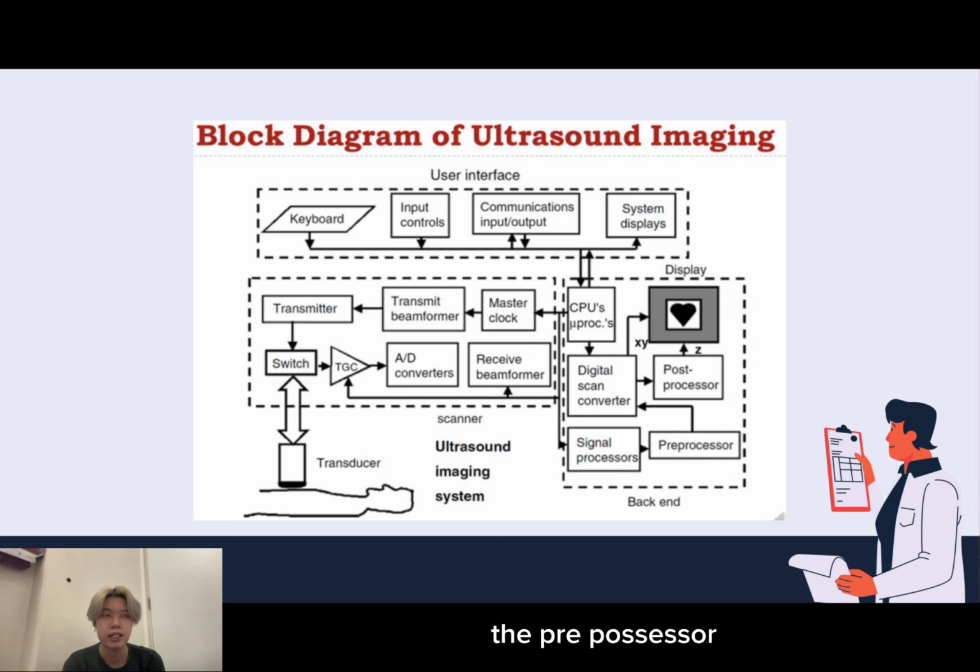The preprocessor handles tasks before the data is fully processed. For example, it helps to filter, amplify, and does initial adjustments to the raw ultrasound signals to prepare them for more detailed processing. The post-processor carries out additional adjustments and enhancements to the processed data before it sends the data to the display. It fine-tunes the image, applies specific image enhancement techniques, and creates different views of the same data.